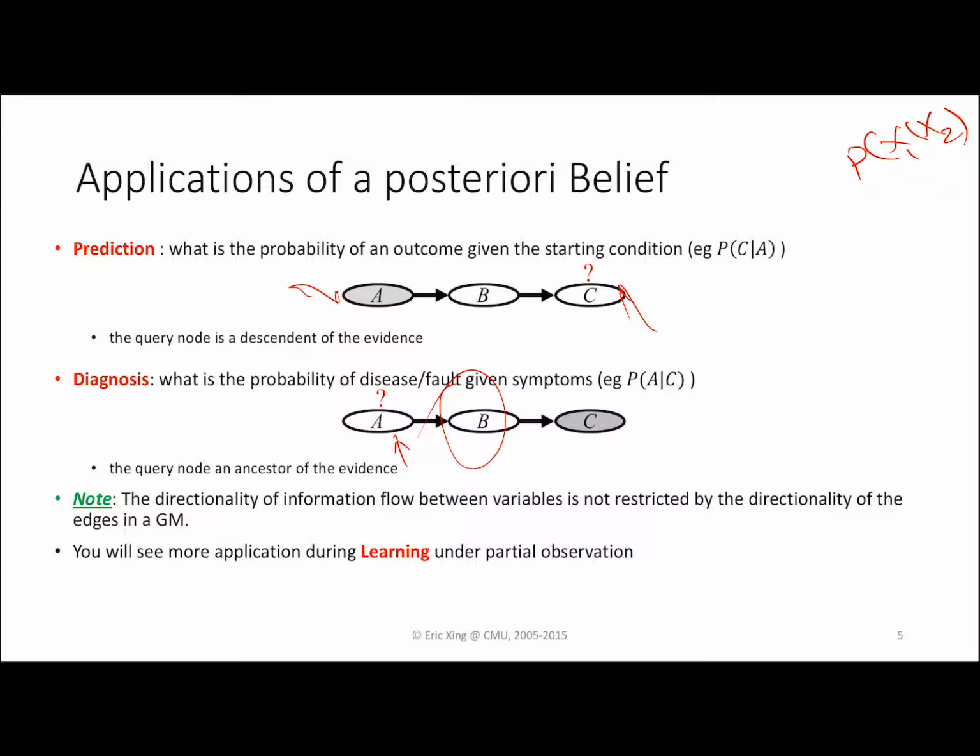The reason I'm showing you both of these is that although the directionality of the causality here is going from A to B, the information flow can go in both directions. So given A, we can infer something about C, and given C, we can infer something about A. So the information goes both directions. Also, it is important during the application of learning, you will see why this propagation of information, propagation of belief, is substantial.